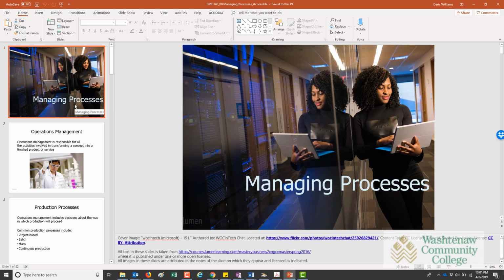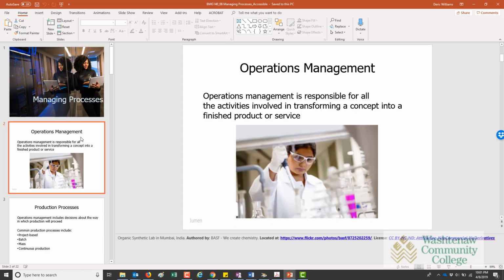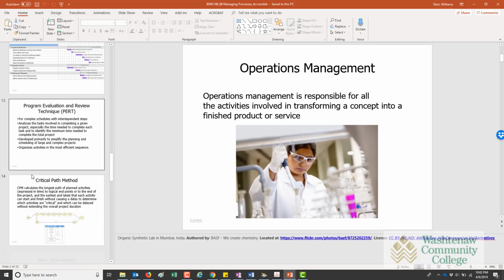Jumping into Chapter 8, we are looking into managing processes. This chapter coincides with a supply chain or logistics major or operations management. So starting off, operations managers are responsible for the activities involved in transforming a concept into a finished product or service. This is referred to as a transformation process, where you take a set of inputs, your inputs are raw materials, and you transform them into a product or a service that can be consumed by the public.